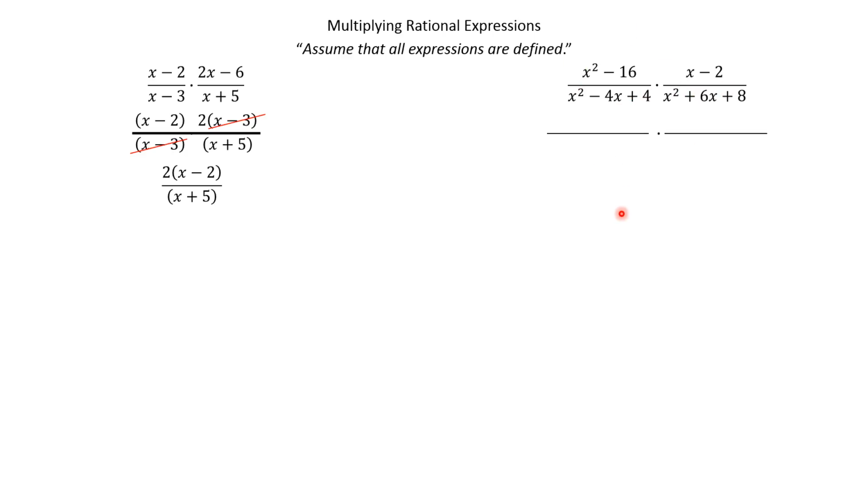And so, let's factor. X squared minus 16. Let's see, they have nothing in common. Hey, there's only 2 terms. It means it's probably a difference of squares. Is this something squared minus something squared? Let's see, what squared equals x squared? That would be x. What squared equals 16? 4. That means we're going to have x plus 4 times x minus 4. The x minus 2 is already factored.